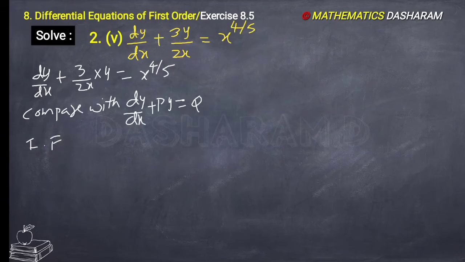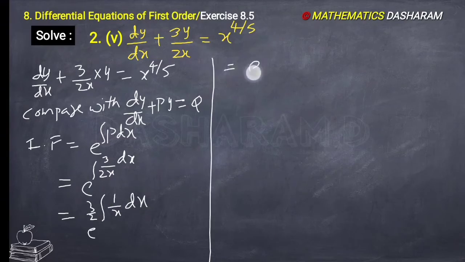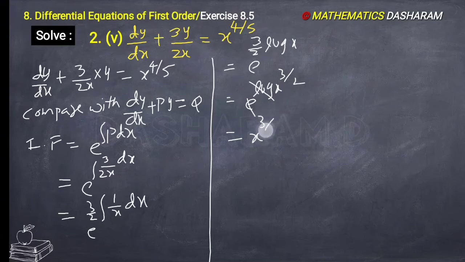Then find out the integrating factor. It is equals to e to the power of integration p dx, equals to e to the power of integration, the p value is 3 by 2x dx, equals to e to the power of 3 by 2 integration 1 by x dx. So e to the power of 3 by 2 into log x. So e to the power of log of x to the power of 3 by 2, e log cancel, x to the power of 3 by 2. Now let's find out the solution.